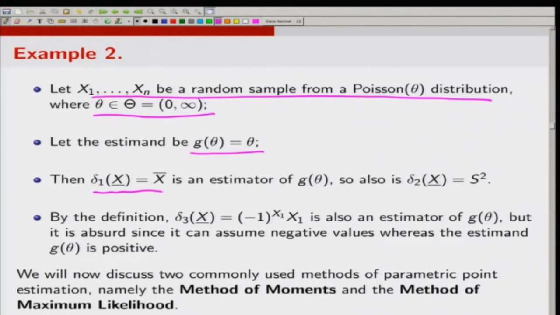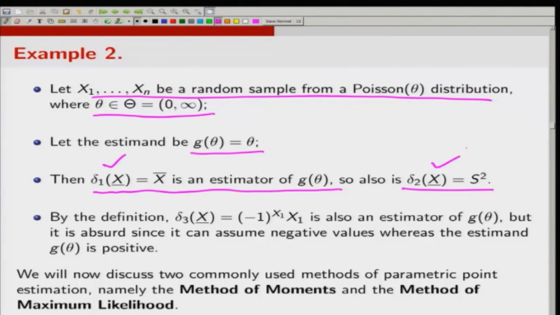A reasonable estimate is the sample mean. So the sample mean is an estimator of g(theta). In the case of the Poisson distribution, I know that the mean is the same as the variance, so theta is also the variance. So a reasonable estimate could also be the sample variance. So delta 2(x) is the same as s squared. Now note that both delta 1 and delta 2 here take values in 0 to infinity.